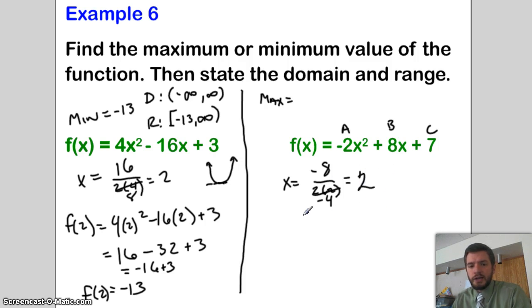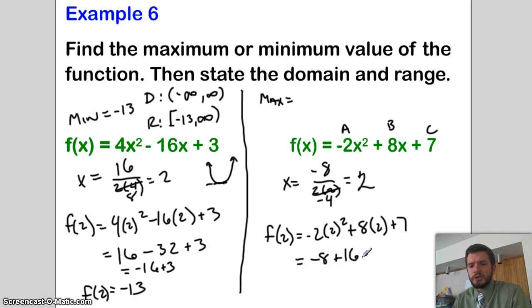Now we need to find f of 2 again. So f of 2 equals negative 2 times 2 squared plus 8 times 2 plus 7. 2 squared is 4. 4 times negative 2 is negative 8, plus 16, plus 7. Negative 8 plus 16 is 8, plus 7. So f of 2 in this case is 15. So my maximum is 15.